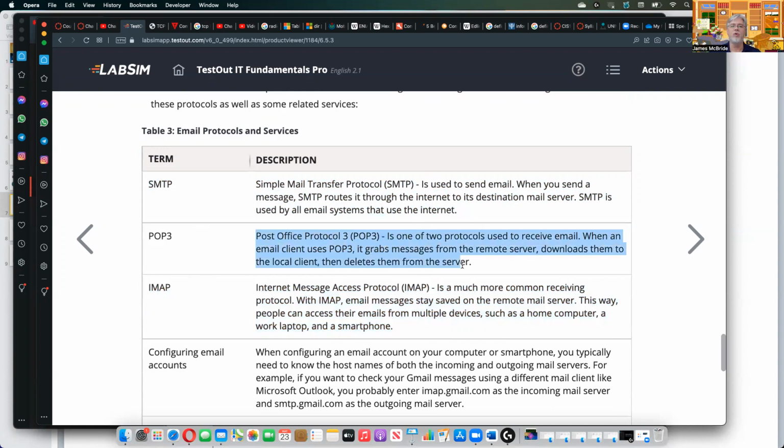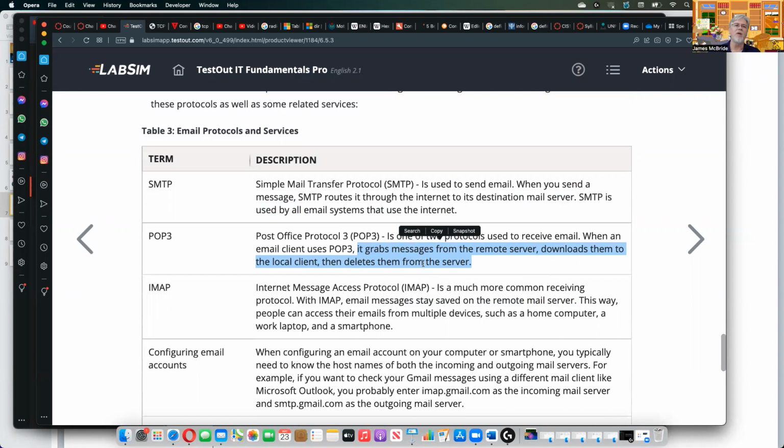POP3 is an old protocol that can still be used if you want it to, but its problem is it's not as user-friendly. It grabs messages from a remote server, downloads them to the local client, and then deletes them from the server. What this means is that if you used POP3 and you had a computer and you had your phone, and your phone went out and got that mail, it brings it down to the phone, it deletes it from your server, and then when your PC goes to get that mail, it's not there and doesn't get it.